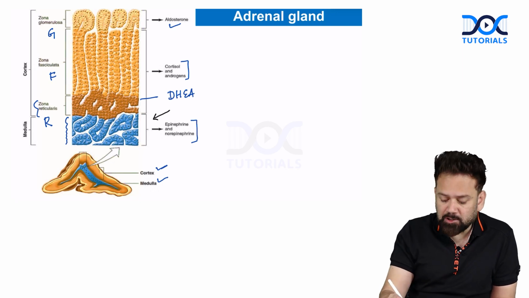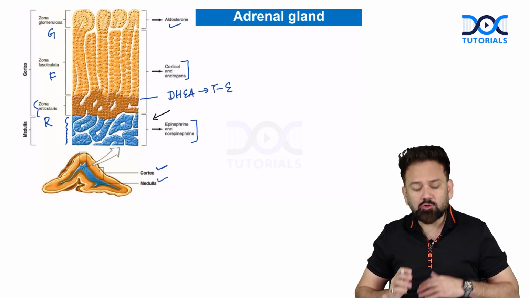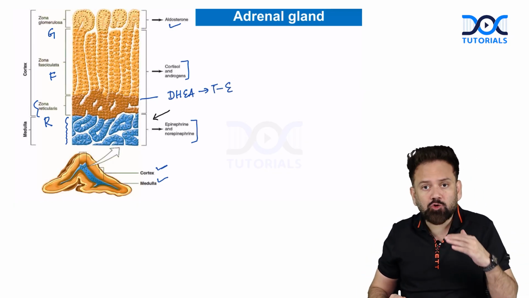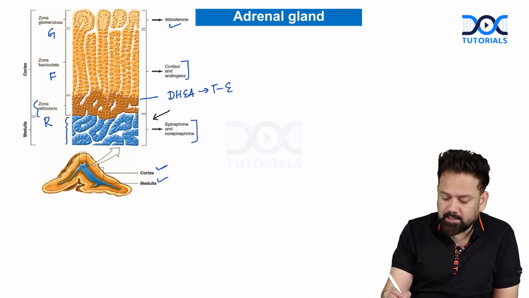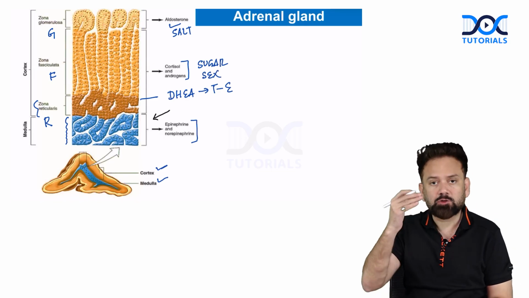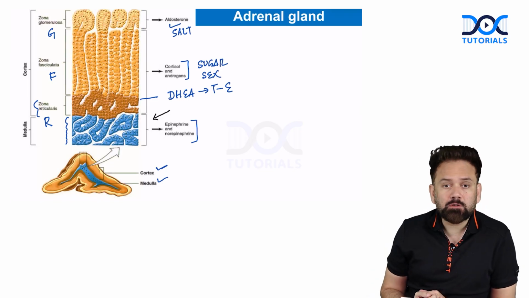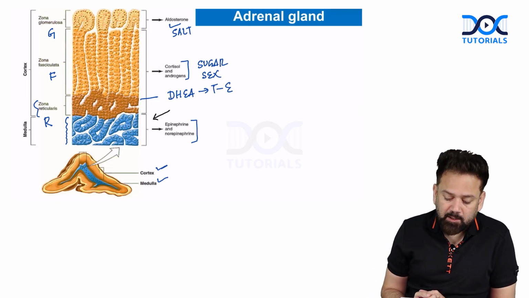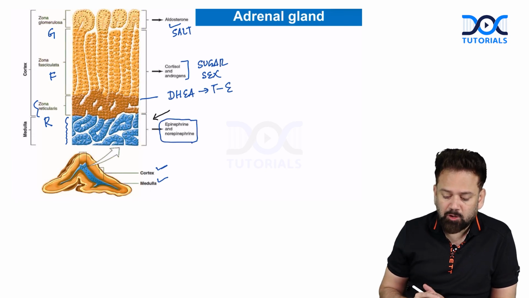Now dehydroepiandrosterone can be converted into testosterone, then into estrogen. So GFR: aldosterone, cortisol and sex hormone. So we can say it is salt, sugar and sex. Outermost is salt, sugar and sex. Okay, so this is about the structure of the adrenal cortex and adrenal medulla. Innermost is for only epinephrine and norepinephrine, the catecholamines.